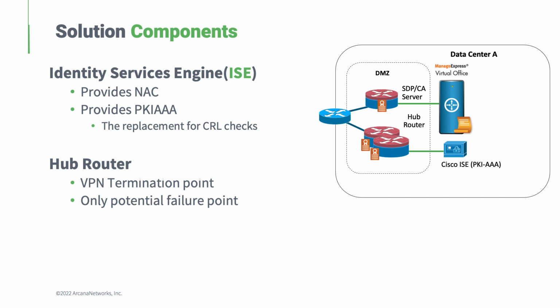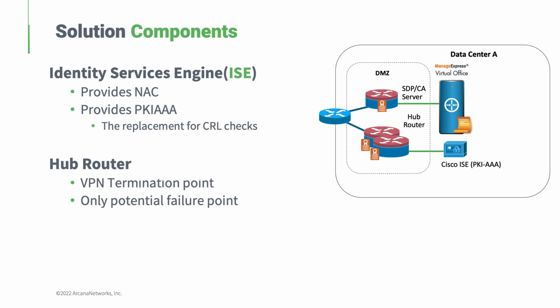And then last but not least are our hub routers. All you really need to know at this point is our hub routers are the VPN termination point. So this is where your spoke routers will connect back to in order to have their traffic routing back to our data center.